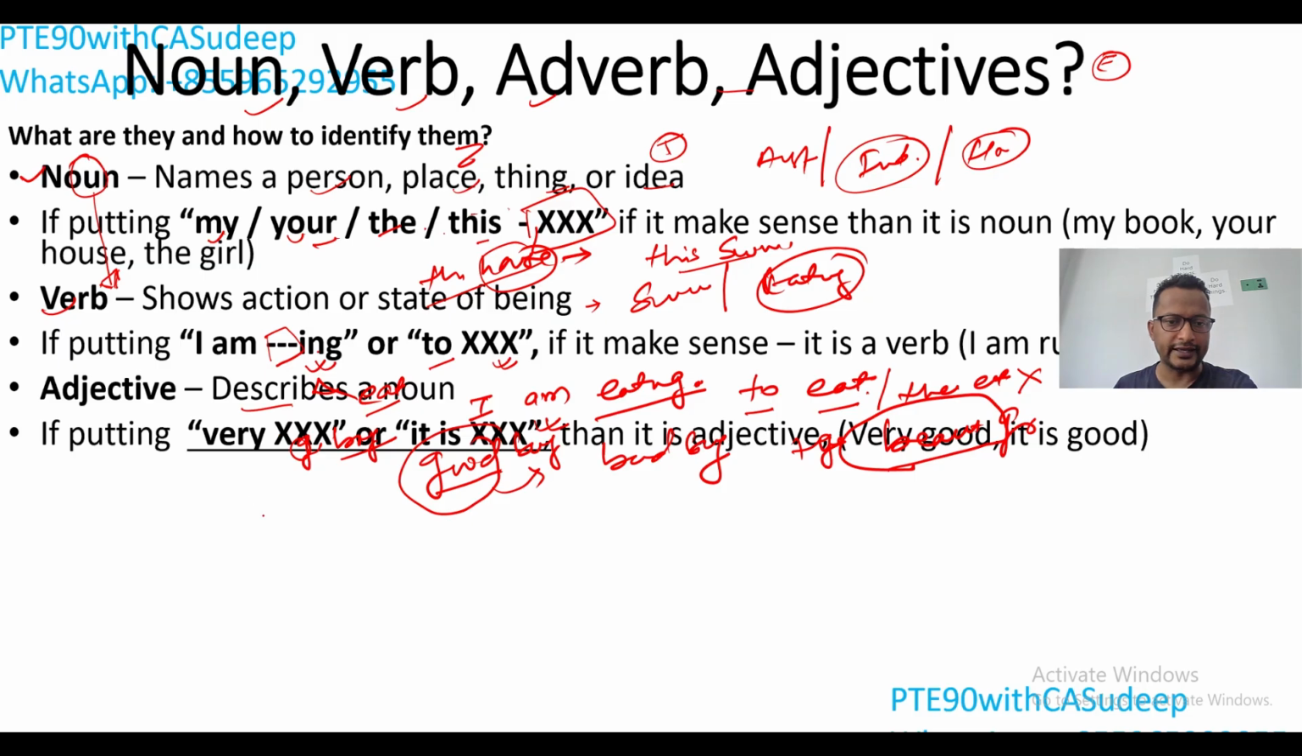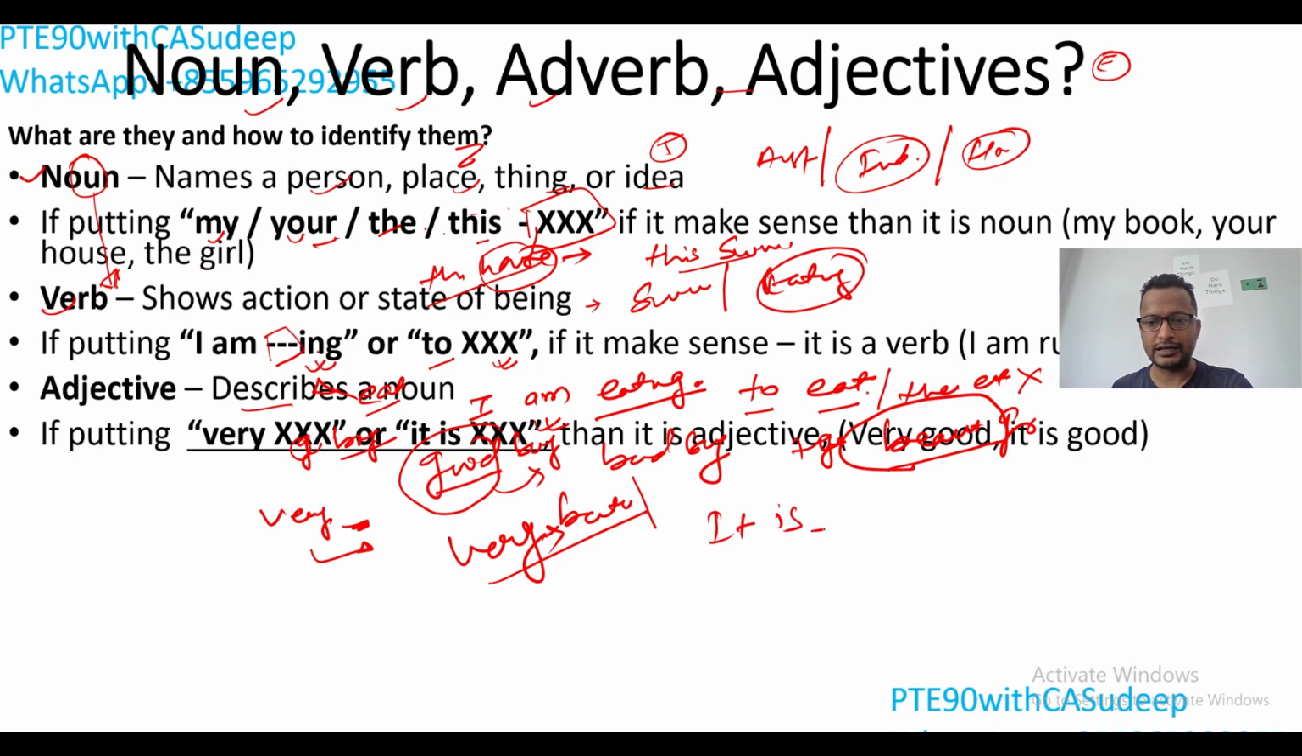Just put very in front of that particular word, and if that makes sense, then that is an adjective. For example, beautiful. You need to identify whether that beautiful is a noun, verb, adverb, or adjective. Now let's put very. Very beautiful. Yes, it makes sense. Correct. Now this is an adjective. Either way, you can put it is in front of that particular word, and if that makes sense, then that is again an adjective. Like for example, it is bad. Bad, it is bad. It makes sense, right? So now bad is an adjective.